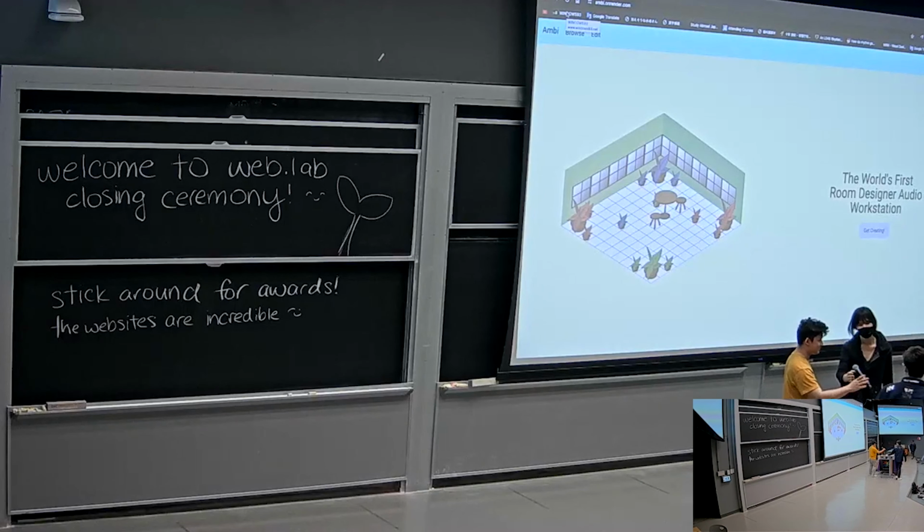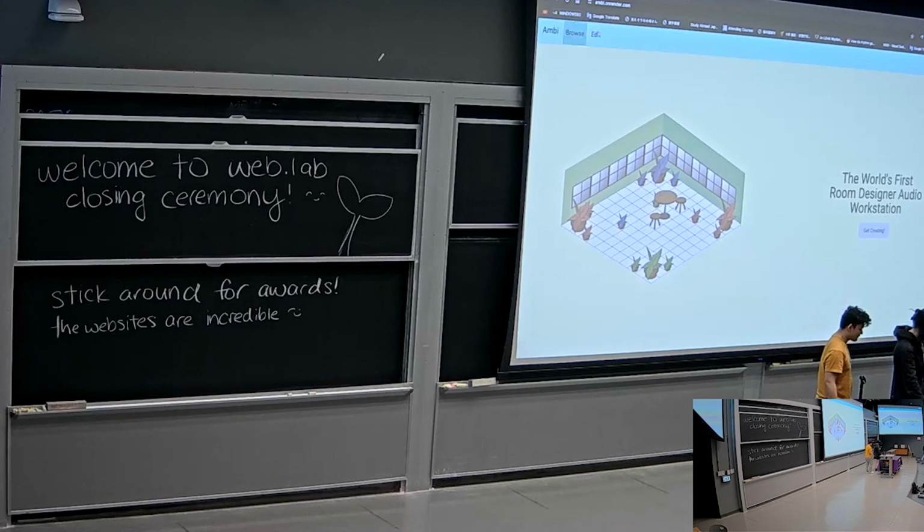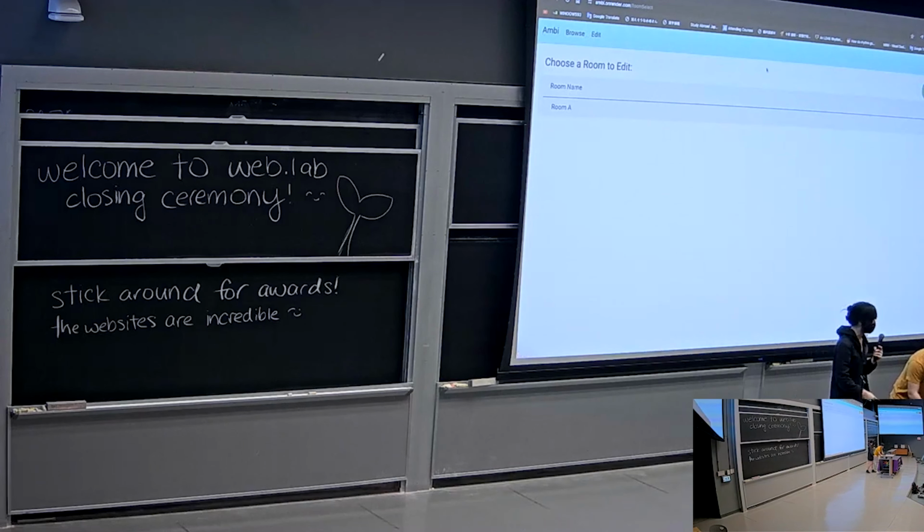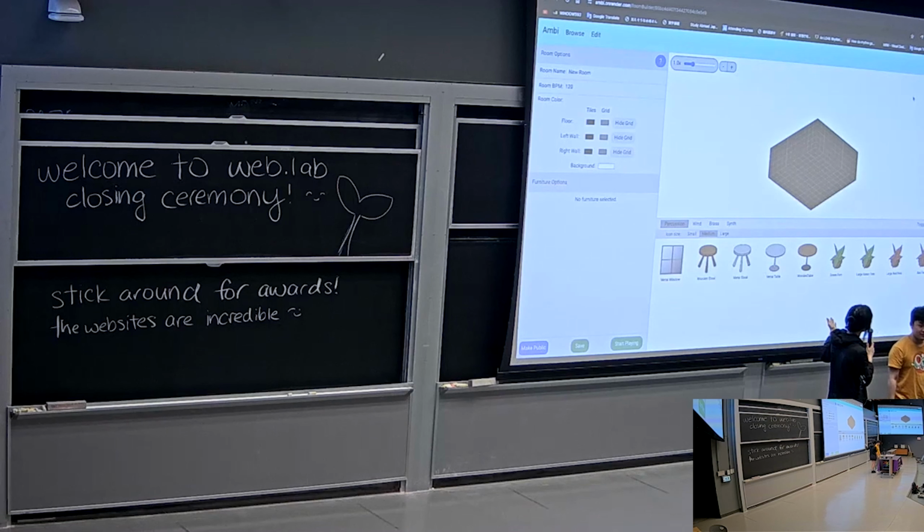Yeah. So Ambi is basically a room designer audio workstation. You basically use furniture that comes with its own sounds, and you design a room and at the same time create your own soundtracks. So suppose we first want to create a new room. Then we get a blank room, and we have a bunch of room options and furniture below. Suppose we wanted to add furniture like a wooden table. Then we simply drag and drop it into our room.